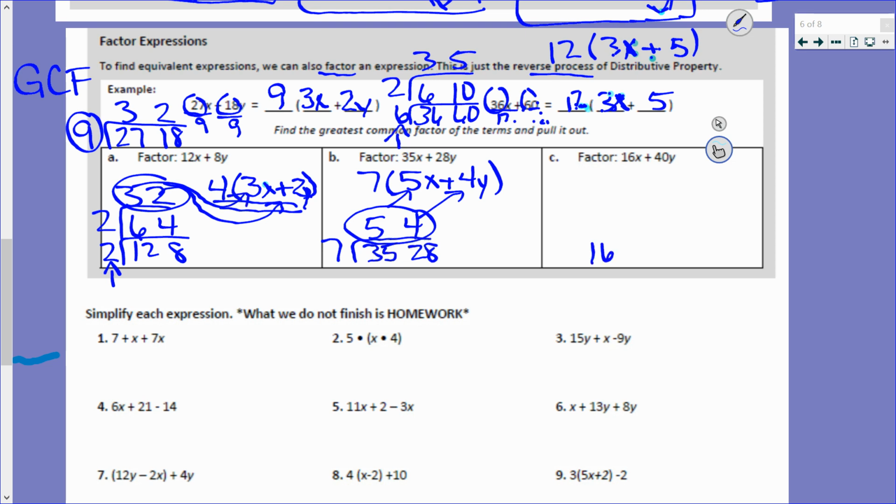So now I got 16 and 40. What will go into both? 8. Okay, 8 gives me 2 and 5. Can I go any further? Nope. So 8, and they gave me the numbers 2x and 5y. Guys, is this making sense? Okay, so here's the key. Everybody see this big word here?